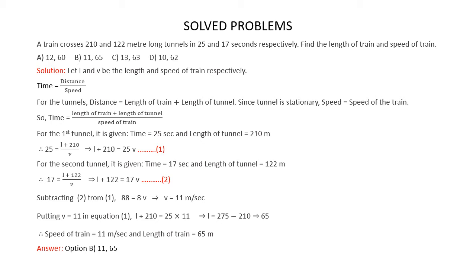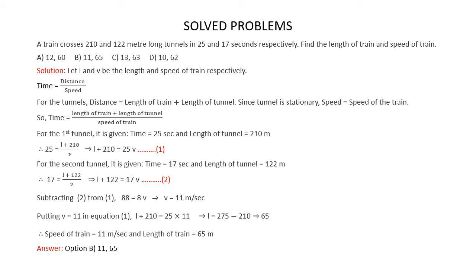Now let's move on to the second tunnel. For the second tunnel, it's given that the time taken by the train to cross the second tunnel is 17 seconds and length of the tunnel is 122 meters. Now we have assumed that the length of the train is L and speed of the train is V. So now let's substitute all these values in this formula for the second tunnel.